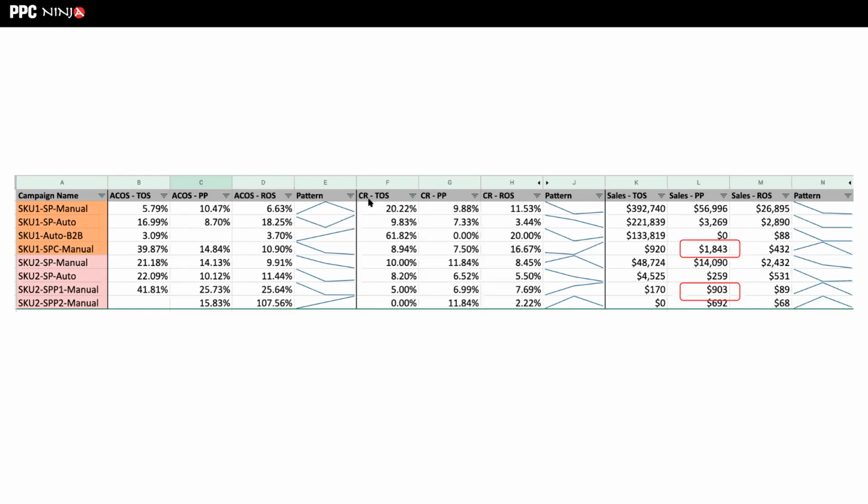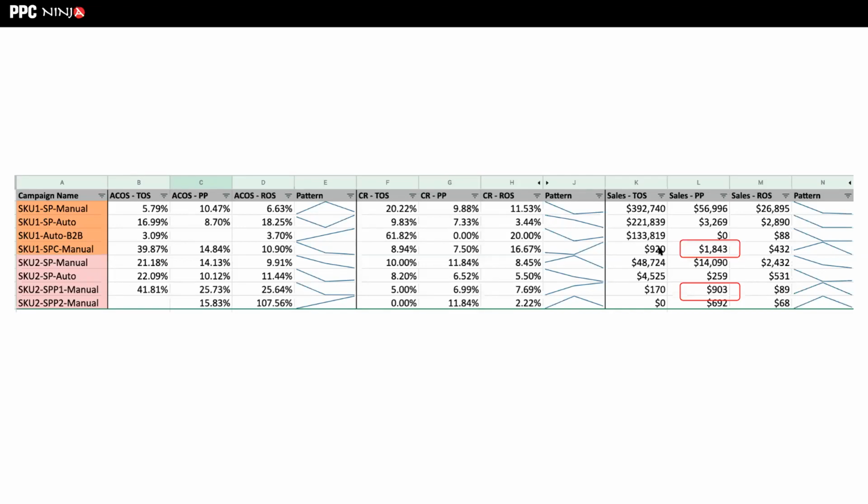Then I look at the conversion rate. For this campaign, was top of search giving me a better conversion, or the product pages, or the rest of search? And then again, I draw a pattern. Similarly, I do the same thing for sales. Which of the 3 placements gives me the most sales? What was interesting was that for this campaign right here, I made the most sales in the product pages placement. And then I have another one of that, and it's almost double of top of search.